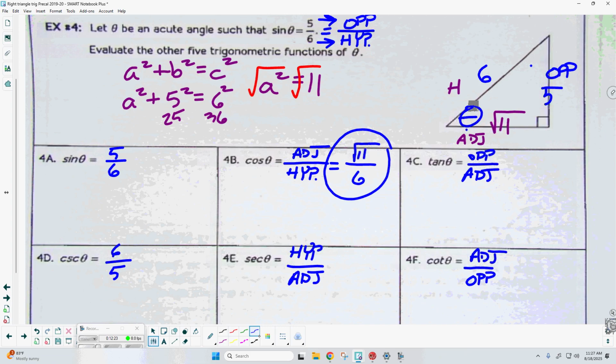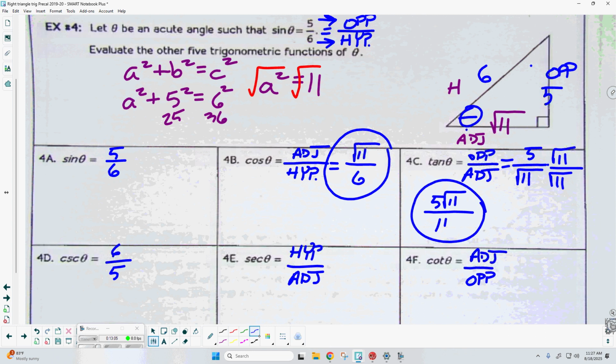Okay. So let's try 4C. Tangent of theta equals opposite over adjacent. Okay, well, Alex, what would that be? Okay, so the opposite 5 over the adjacent square root of 11. Now this one, we have to rationalize. So we have to multiply by, again, a version of 1. So this time it's square root of 11. So what would be tangent of theta? Five square root of 11 over 11.